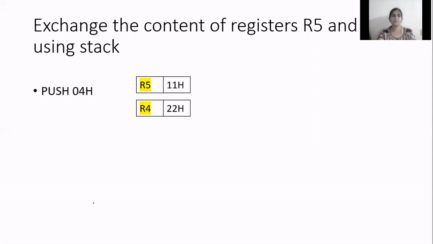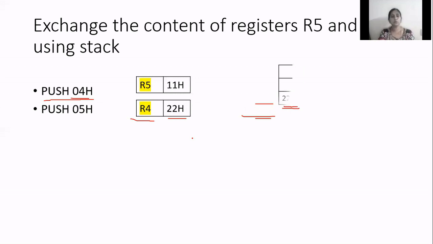So how to write the program? Because there is no location specified here, as in the case of the previous example, the default value of the stack pointer is 07. And when I say push 04, what is happening? 04 here is the address of the R4 register. Initially the stack pointer is 07. When I say push 04, the stack pointer gets incremented to 08, and the first data is pushed onto the stack. That is the content of R4, which is 22, is pushed onto the stack. This is the first instruction.